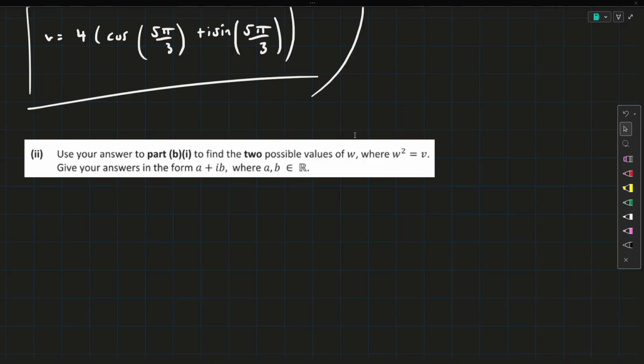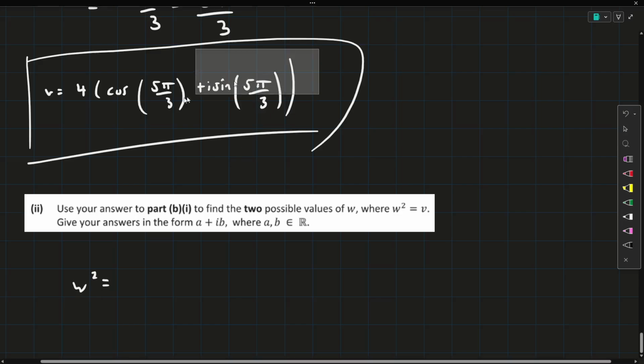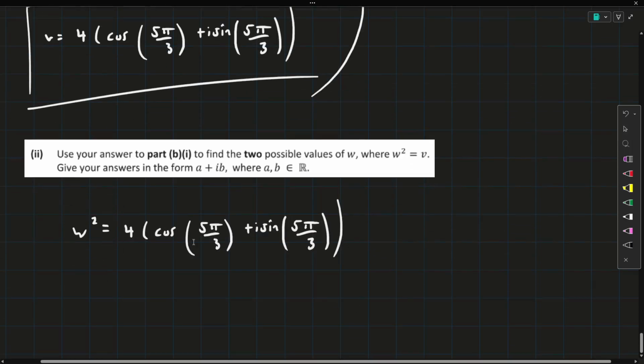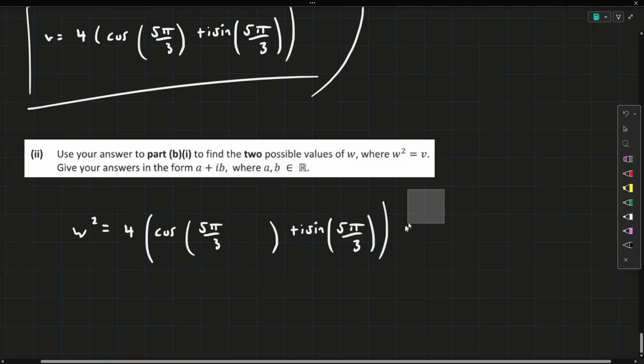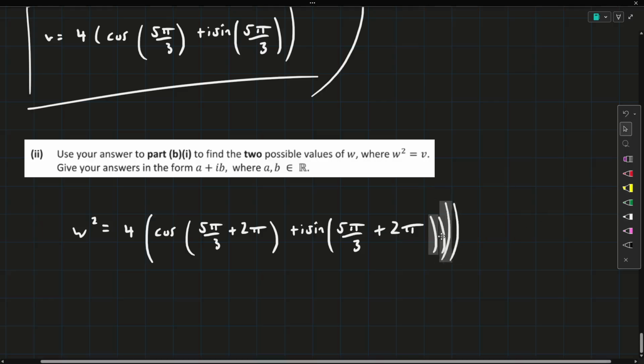Then we need to find two possible values of w, where w squared is equal to v. So we know that w squared will be equal to v. And instead of writing v, I'm going to write it in polar form, because we can't really work with just v, but we can work with it in polar form. Additionally, when we square root this, we're only going to get one answer. We want two answers. So in order to get multiple answers, we use a little trick where we can add 2 pi to the angle and it won't change. In this case, obviously, because it's 2 pi, the value won't change.